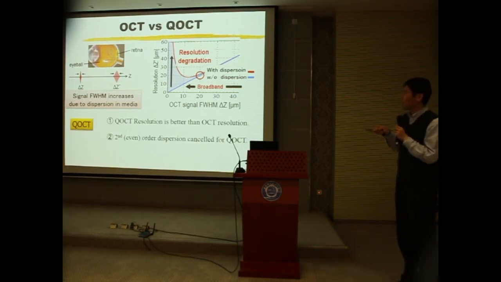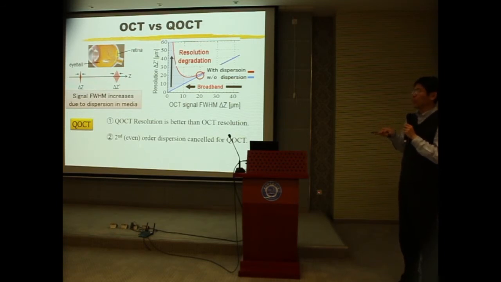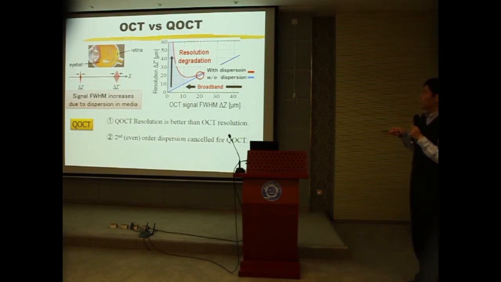But QOCT has two interesting features. The first one is that for a given bandwidth, QOCT resolution is better than optical coherence tomography resolution. The second point is that even-order dispersion is cancelled when you are looking at the Hong-Ou-Mandel dip with frequency entangled photons.